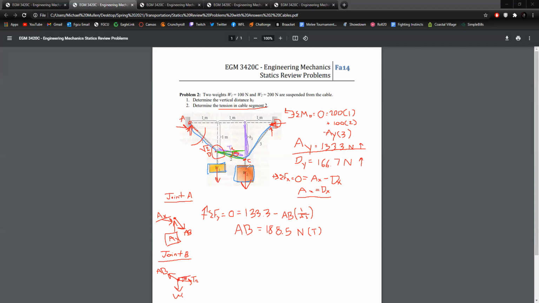This angle is the same as this one, because we took the cut, and so theta is the angle between T2 and a perfectly horizontal line. So knowing that, we can do both the sum of the forces in x and y, and then use those equations to derive our T2 and our H2. So let's start with the sum of the forces in the x.